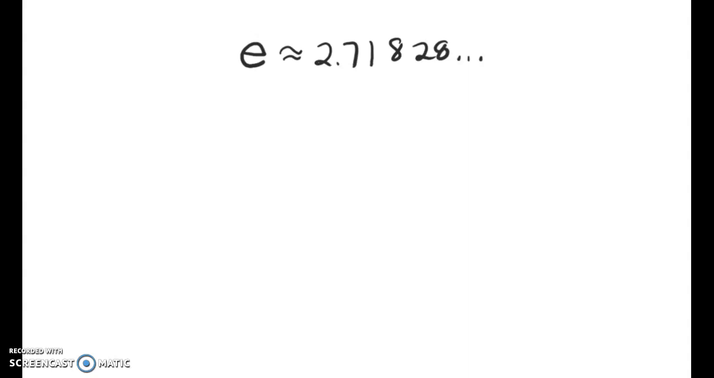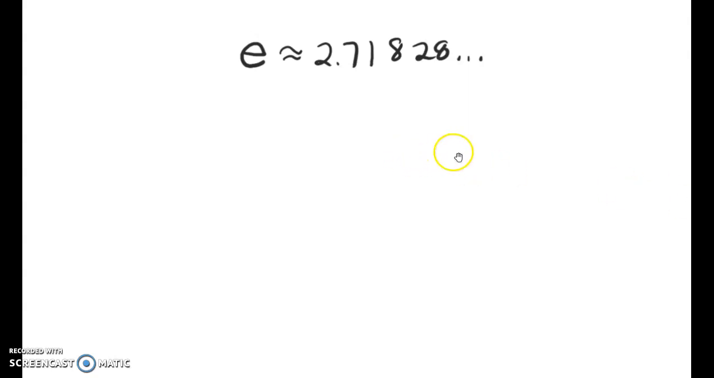So we're going to look at the number e. The number e is a natural number. We call it the natural number e. It's a base for an exponential function, and it is convenient to use for different applications involving calculus.